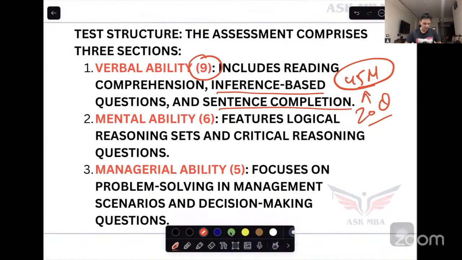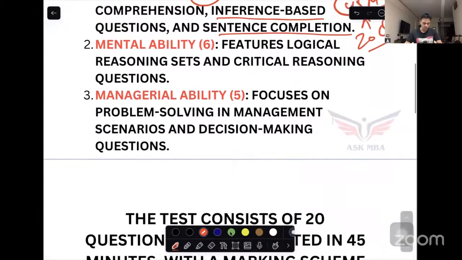The voice is here. Anyway, mental ability. It is going to feature logical reasoning sets and critical reasoning question. Now, guys, here in this section, you might get statement and conclusion, cause and effect, those kind of question. Verbal reasoning question you can anticipate and expect here. And similarly, the managerial ability test focuses on problem solving in management scenarios and decision making questions.